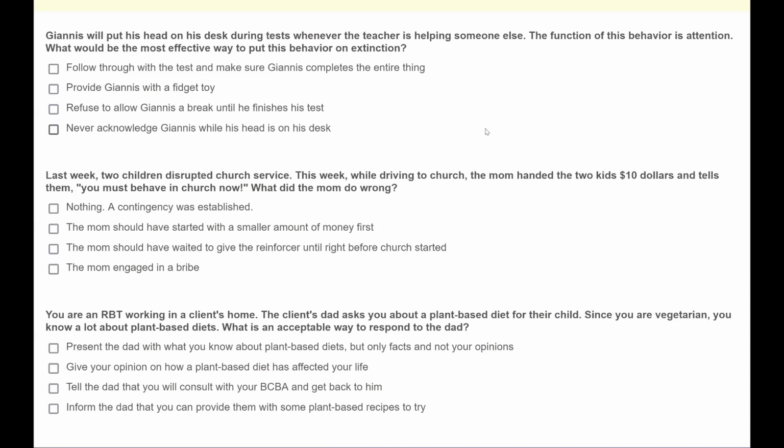What is the behavior? The behavior is putting his head on his desk, right? It's not completing the test. It's not completing the task. It's not fidgeting. It's putting head on desk. That's what we need to be aware of.